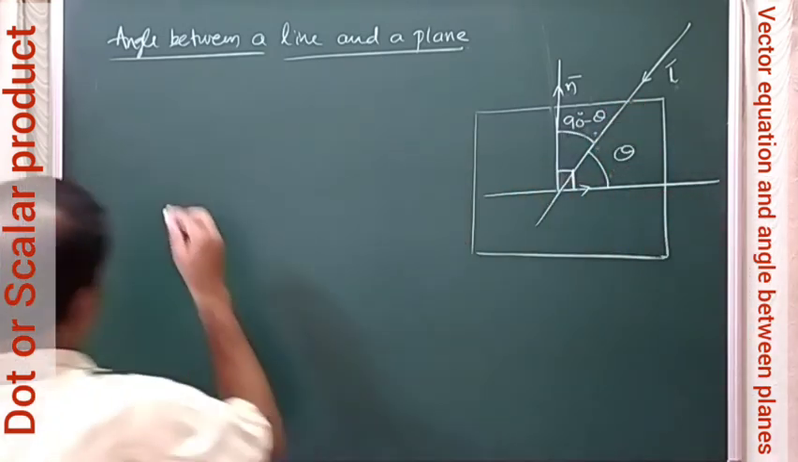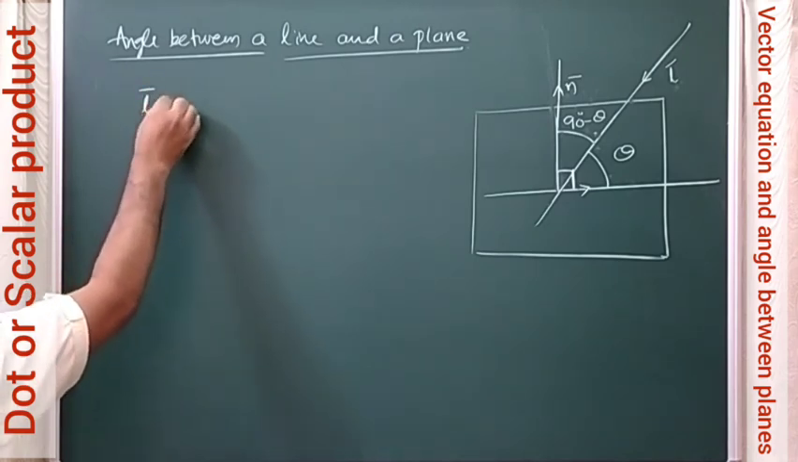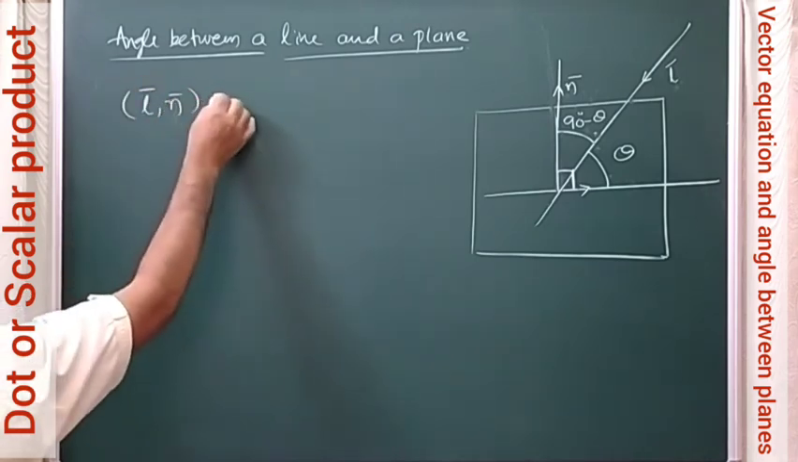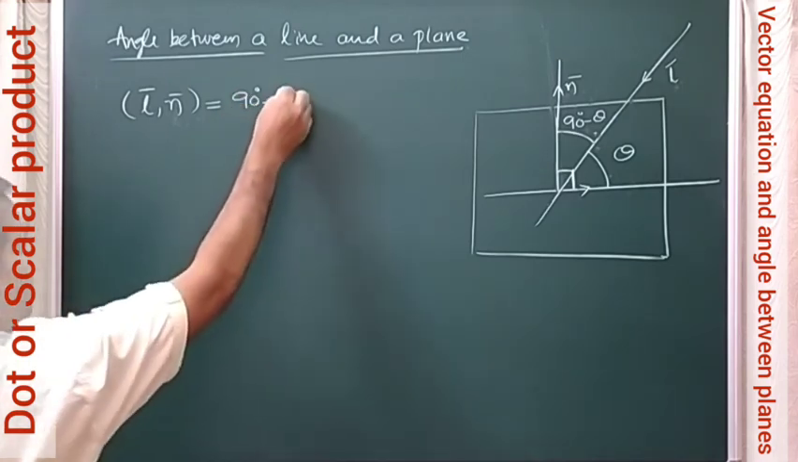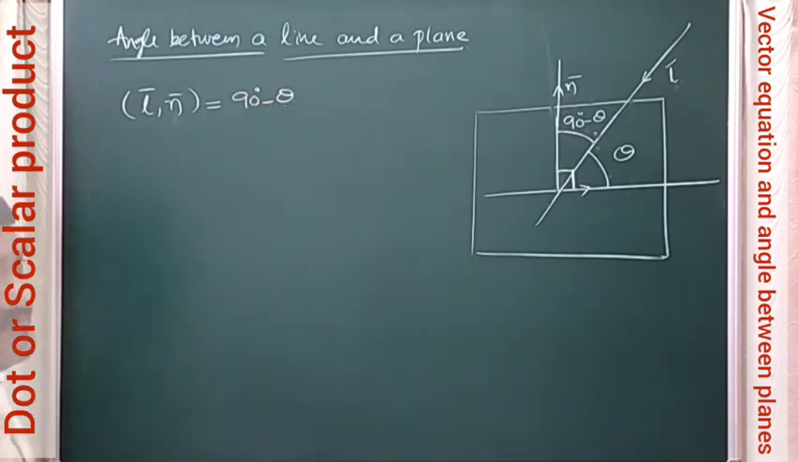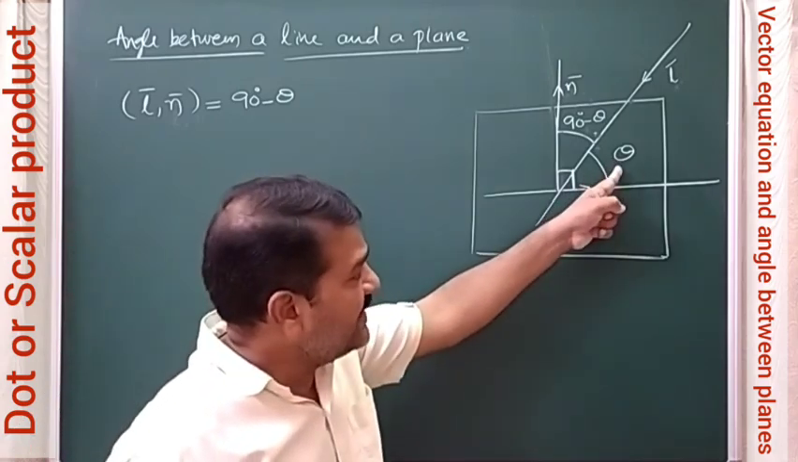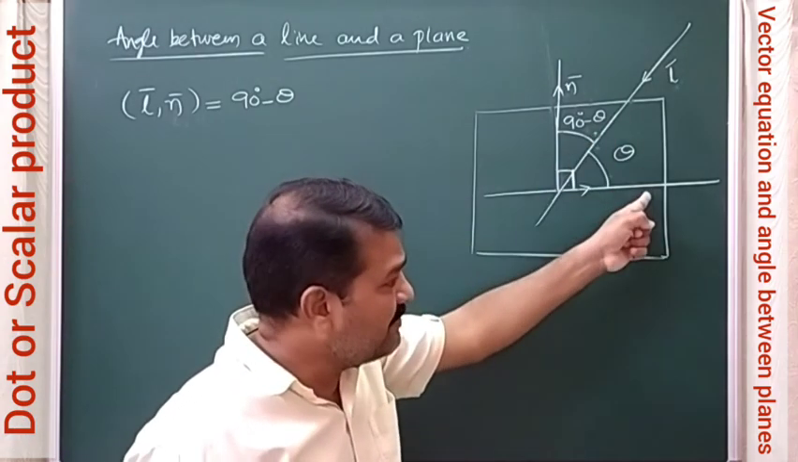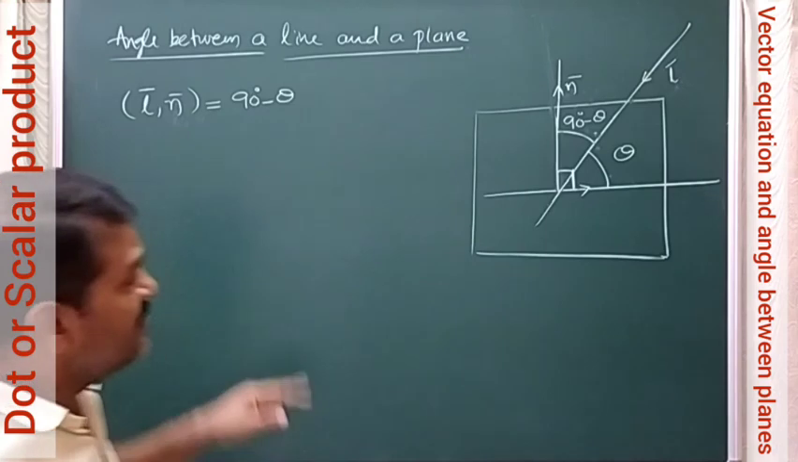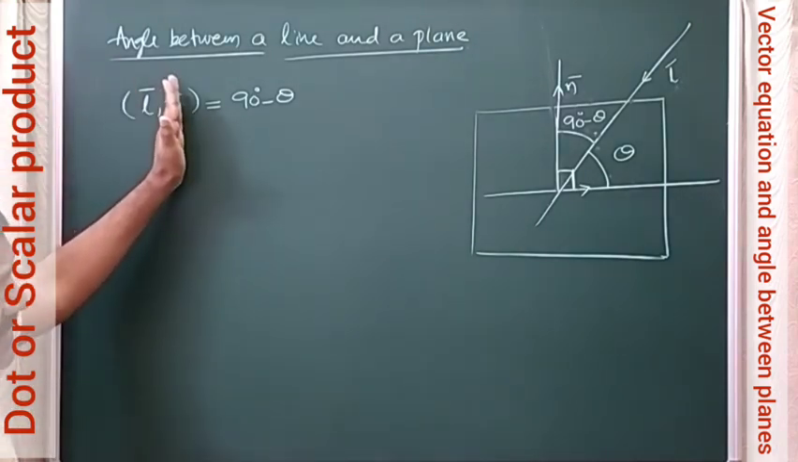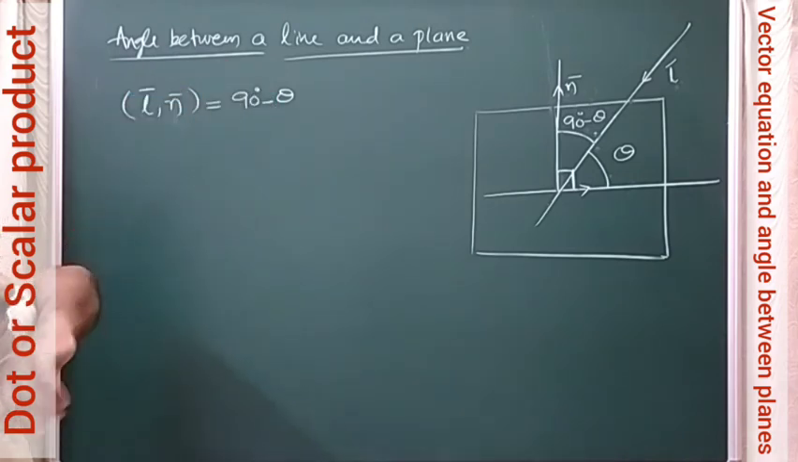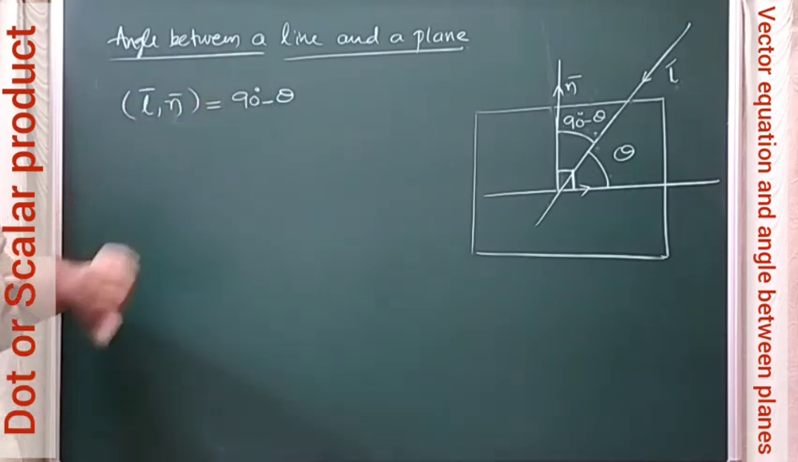So here, angle between L bar and normal to the plane is 90 minus theta, but our requirement is theta actually. Our requirement is theta. To calculate the angle between line and plane is our requirement. This is the information we know. You know L bar, you know N bar. So therefore, you can apply cos theta formula for this.